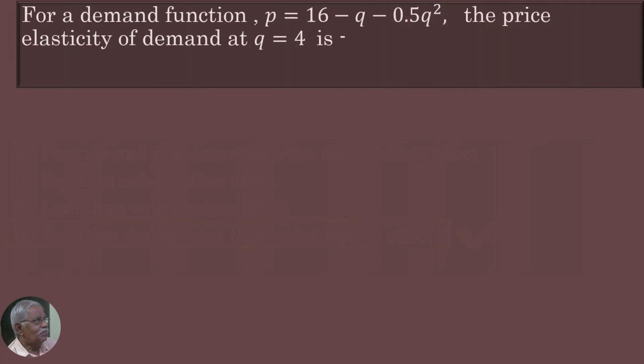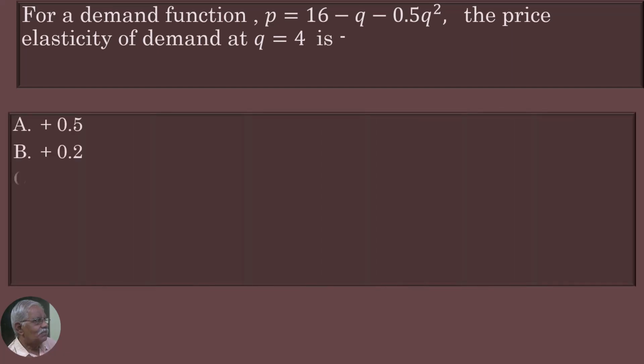For a demand function P equal to 16 minus Q minus 0.5 Q squared, the price elasticity of demand at Q equal to 4 is 0.5, 0.2, 0.7, 0.3. 0.2 is the correct answer.